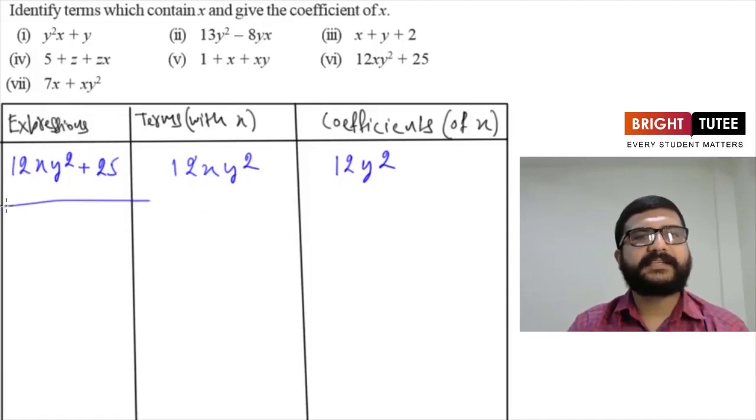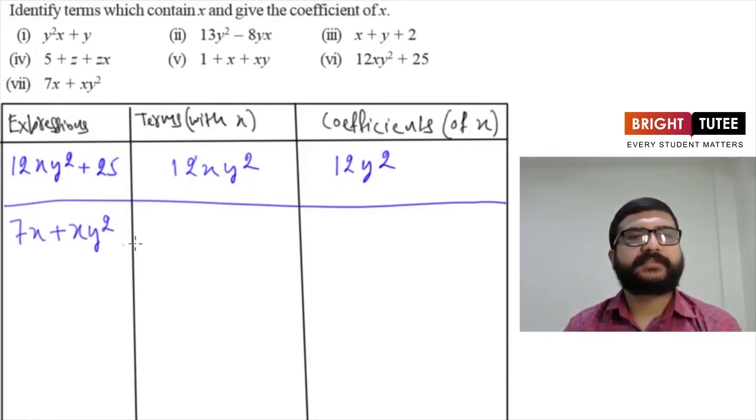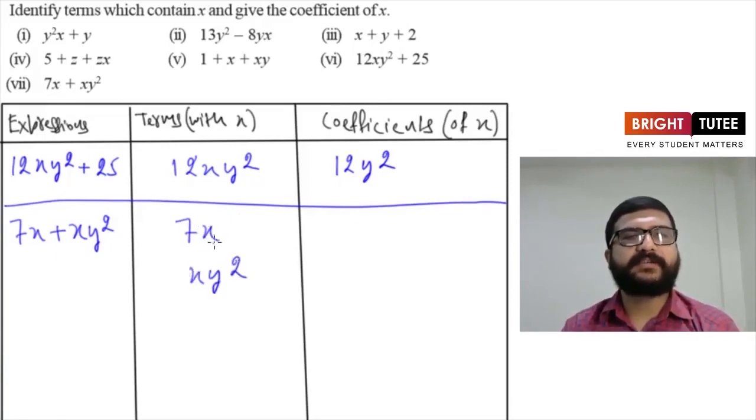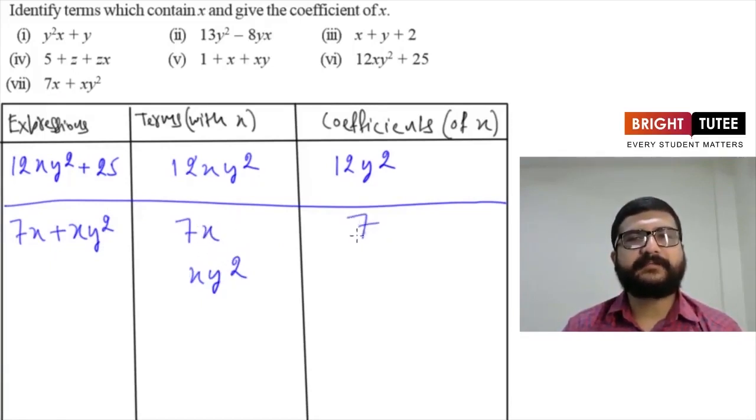Now the last expression, it is 7x plus xy square. So the terms having x are 7x and xy square. Now we'll write coefficients of x in both the terms. So for the first term, just remove the x, we are left with 7. So 7 is the coefficient of x in term 7x, and for the term xy square, again we'll remove x from here, we are left with y square. So y square is the coefficient of x in the term xy square.